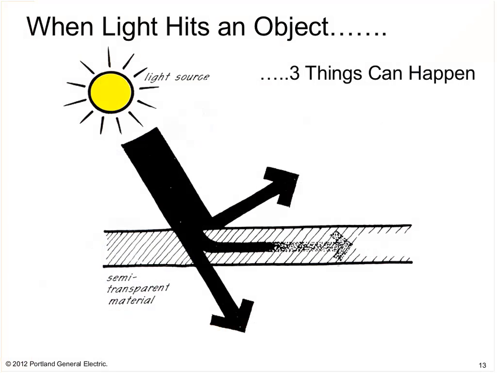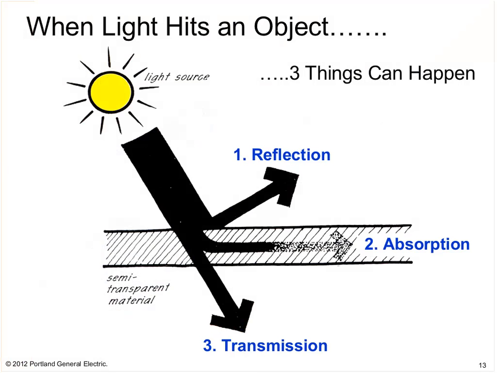So when light hits an object, three things can happen. Number one, it can be reflected from that object, and it will be absorbed to some degree. And if it's a semi-transparent material, some of the light is actually going to go through. So why are some fixtures more efficient than others, even though they may look a lot alike? The answer is that we lose some light every time it strikes a fixture surface or goes through a semi-transparent material like a lens.